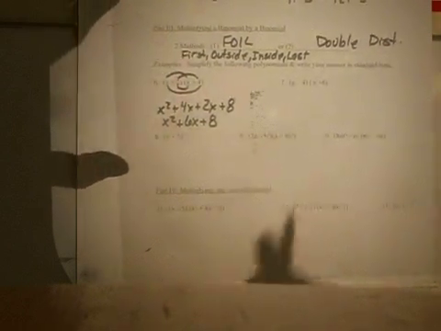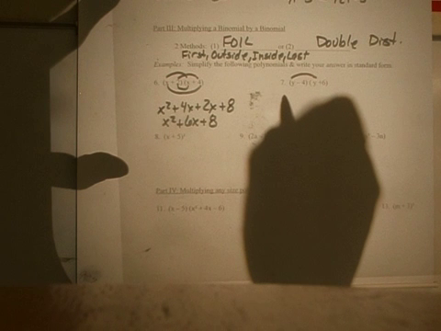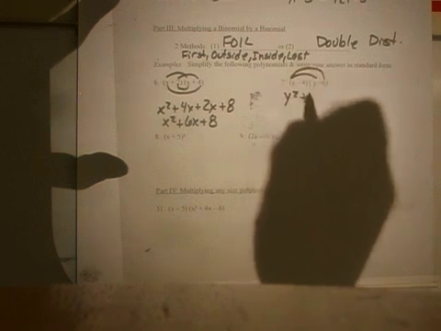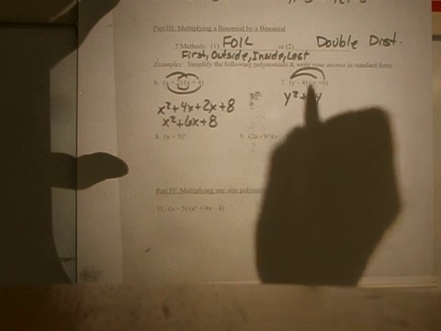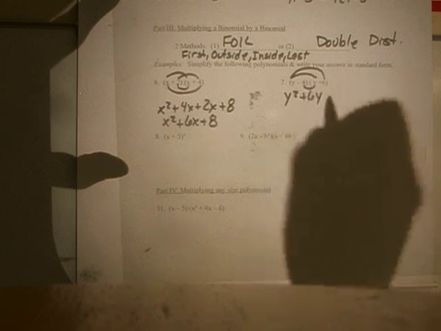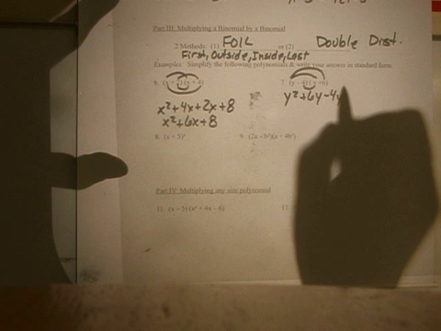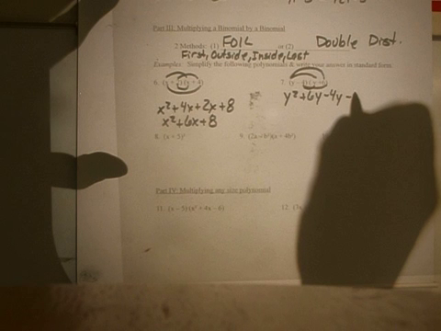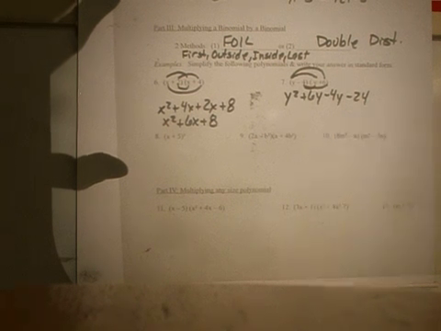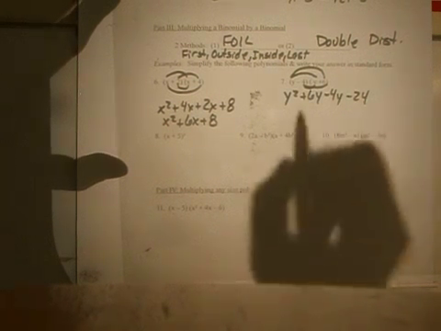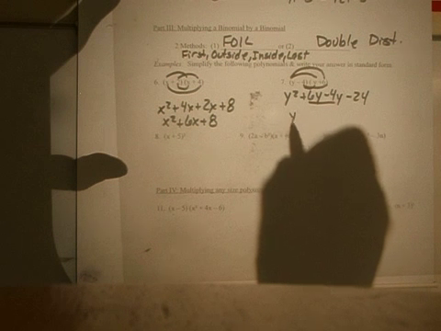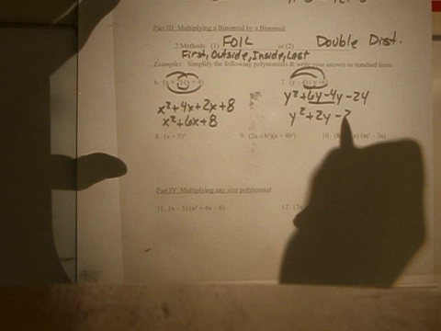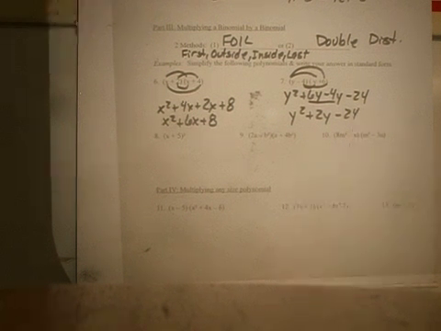Number 7, first is y squared. Outside is 6y. Inside is negative 4y. And last, negative 4 times 6 will be a negative 24. And when you combine like terms, you end up with y squared plus 2y minus 24.